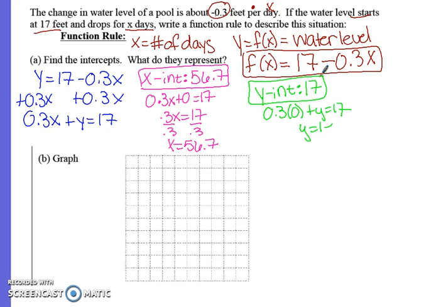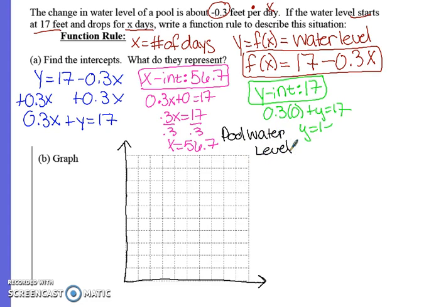So now when we're graphing, we're going to graph it using our intercepts. But if we know x is the number of days and y is the water level, we know that we only need the first quadrant. So I'm only going to use the first quadrant. Like every good graph, it needs a title. So I'm going to go ahead and make the title the pool water level.